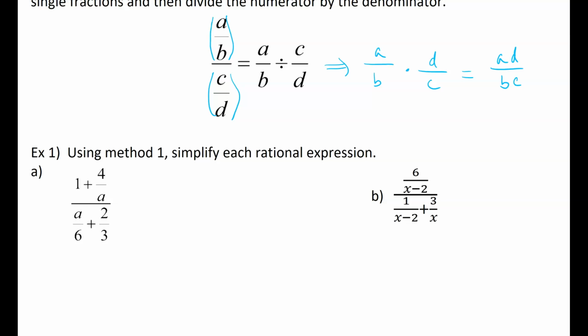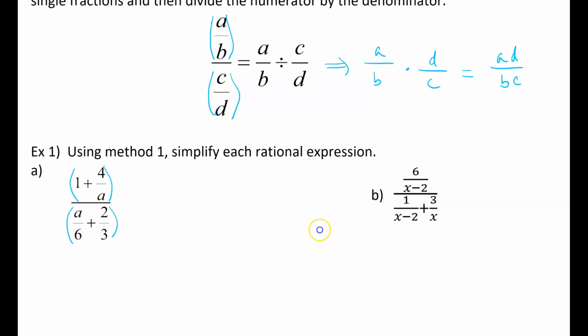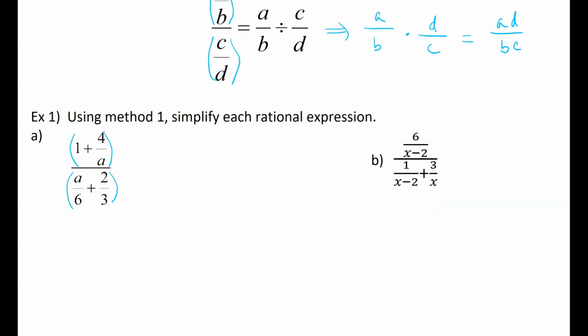So here's our first example. I have 1 plus 4 over a, all divided by a over 6 plus 2 over 3. And again, I know that it's this divided by this because of where that heavy fraction bar is located. All right, so using method 1, that means I'm going to take my numerator here, which is 1 plus 4 over a, and I'm going to divide it by a over 6 plus 2 over 3.